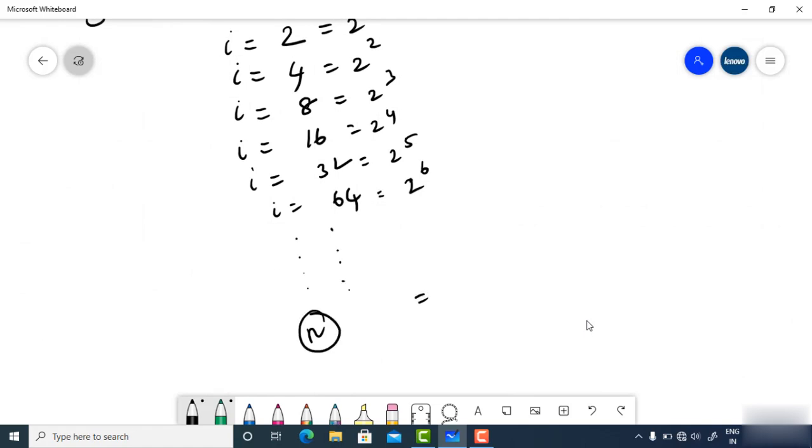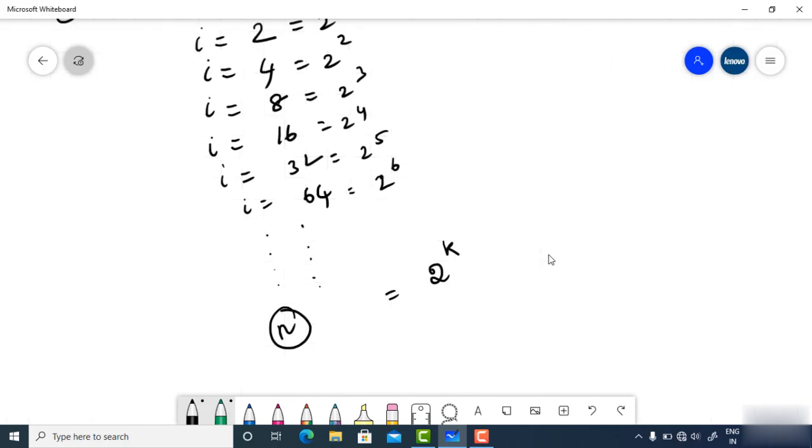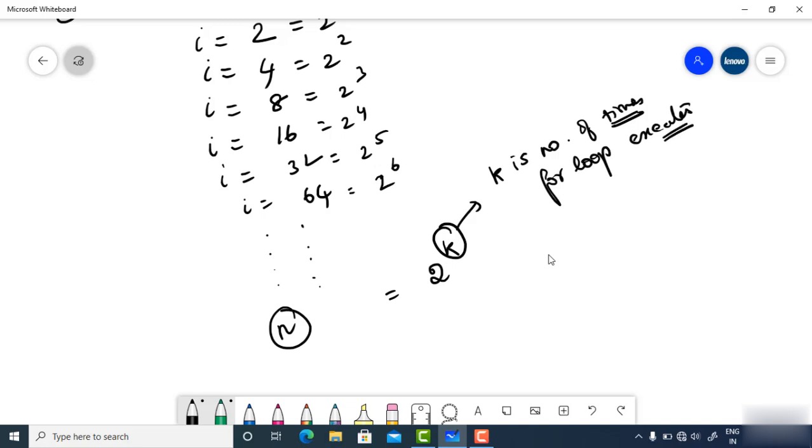And this n is something which is 2 power k, right? 2 power k times. Okay, what is k? K is the number of times the algorithm executes. I don't know what k is. K is the number of times that the for loop executes. Okay, so that is k.